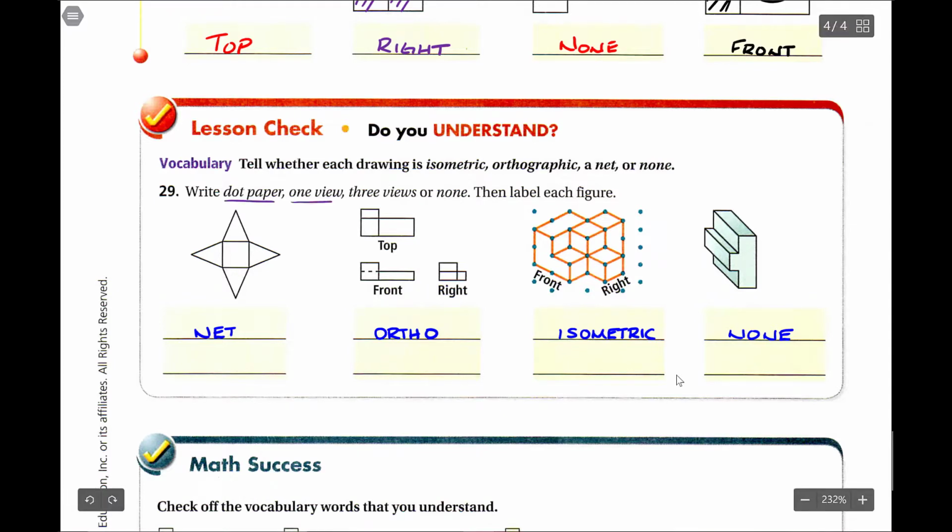And then we have a couple other labels we want to put on there. We want to write whether it's dot paper, one view, three views, or none. So the first one is one view. We only have one view of that object. The second image, we have the top, front, and right. That is three views. The third image is the isometric dot paper, so that is simply the dot paper view. And then the last one is again going to be none.